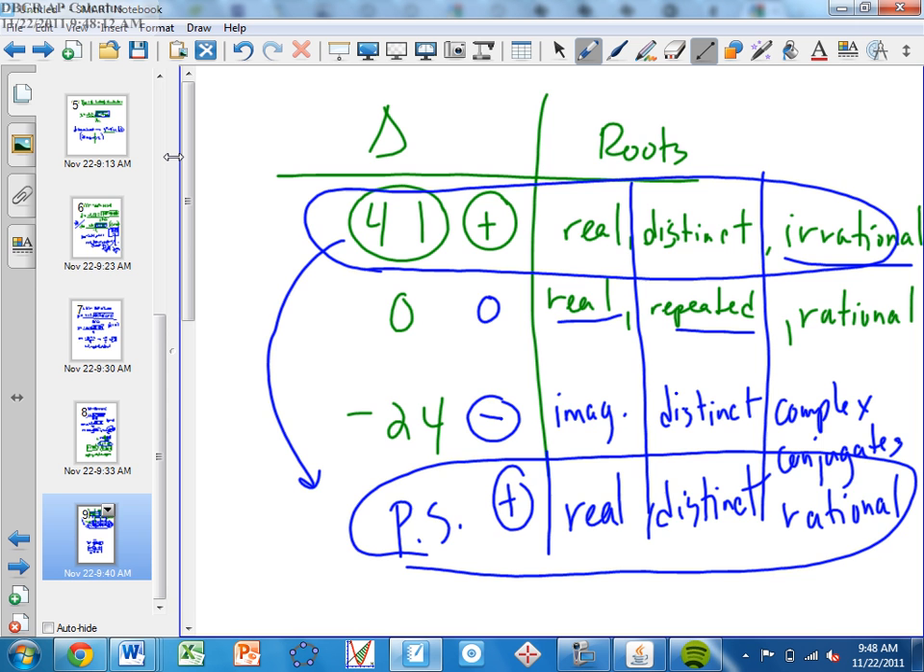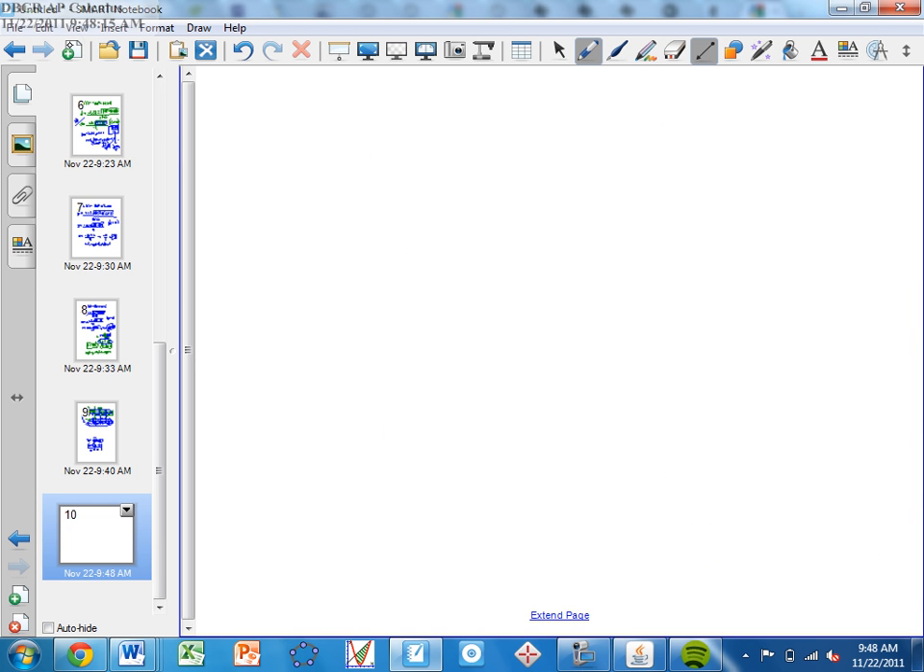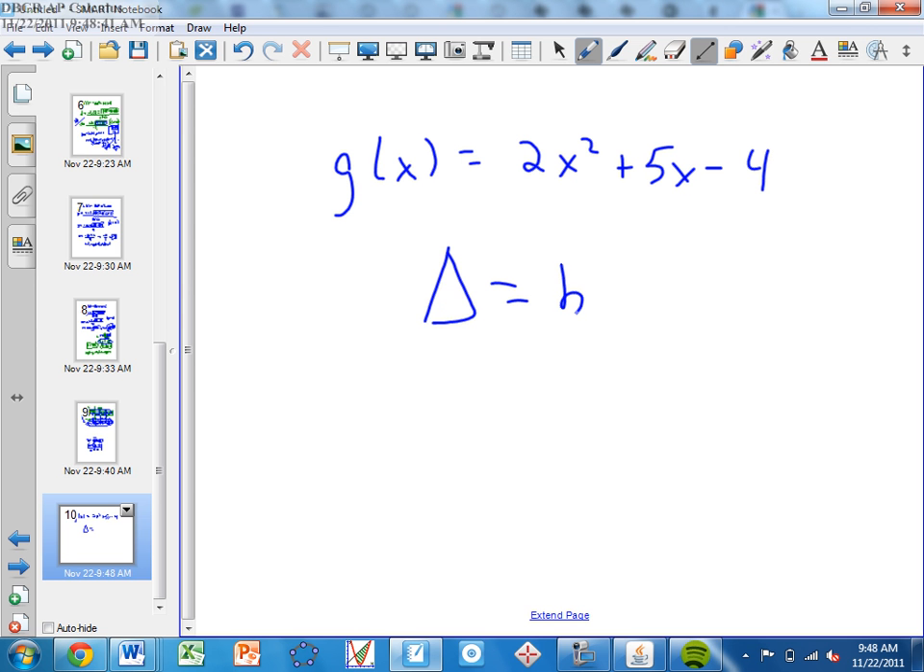So let's go through an example. We're going to go through 1 or 2 of them. If you're given the function, let's say g of x equals 2x squared plus 5x minus 4, and the problem just says the following: What kind of roots does this function have? Determine the types of roots of this function. I don't need the whole quadratic equation. If I can determine delta, or b squared minus 4ac, I can then look at my categories and figure out which one it's in. So what is delta in this case?